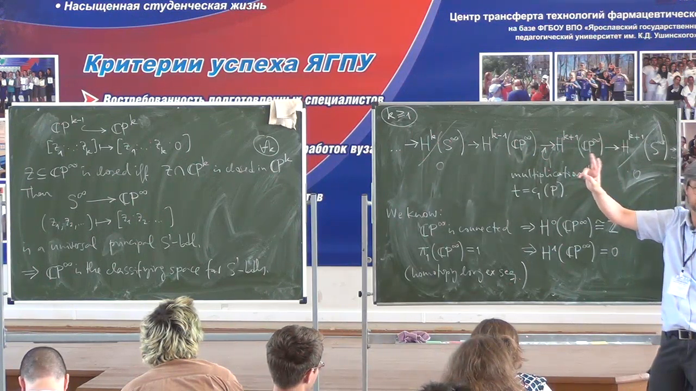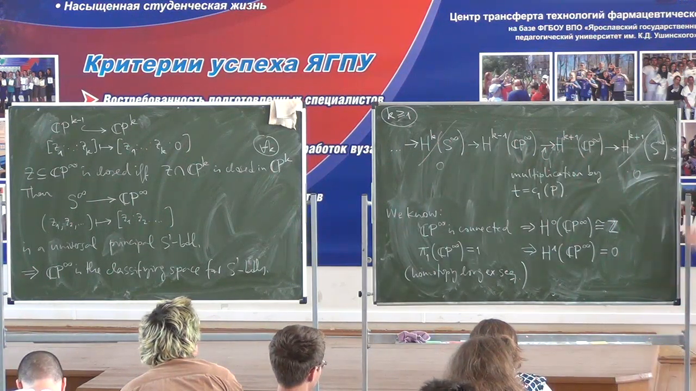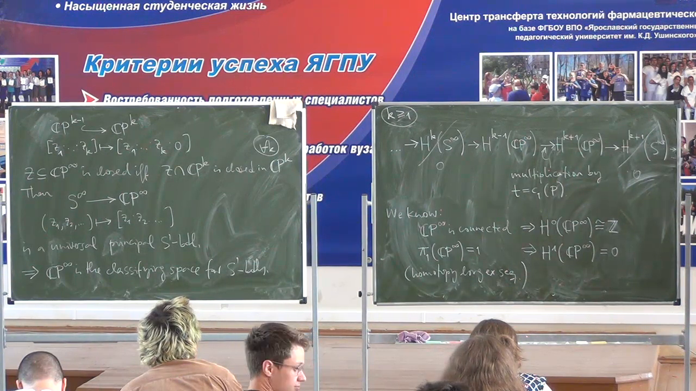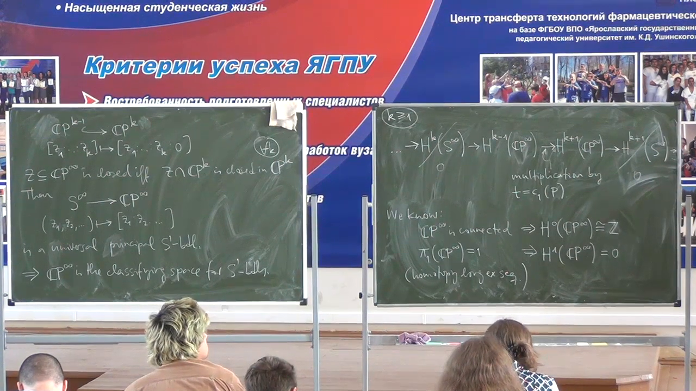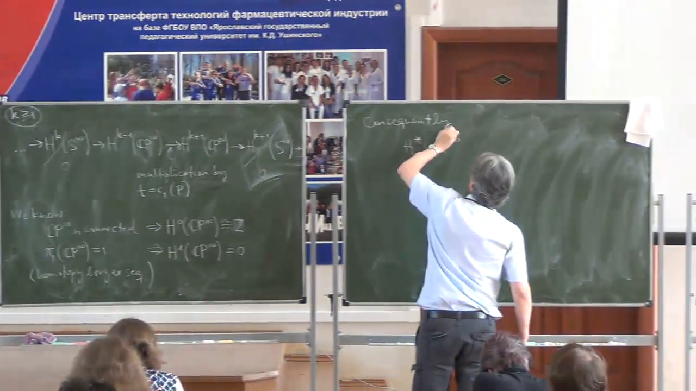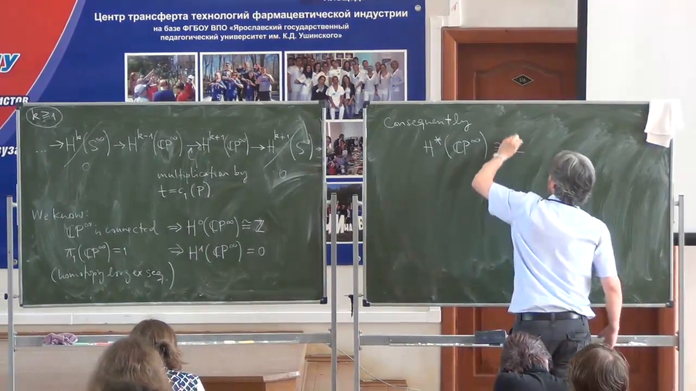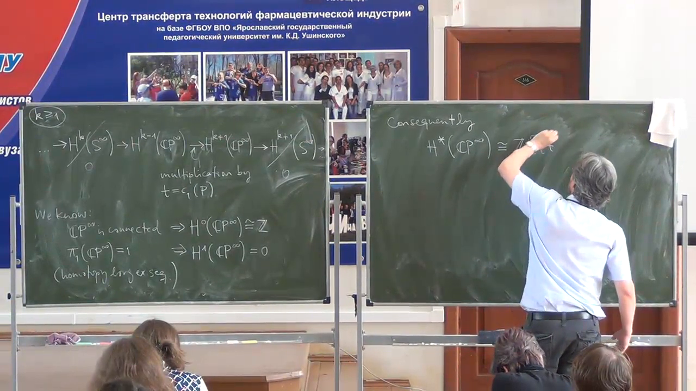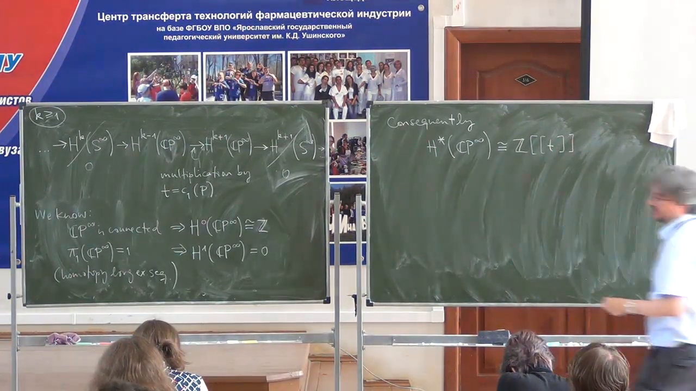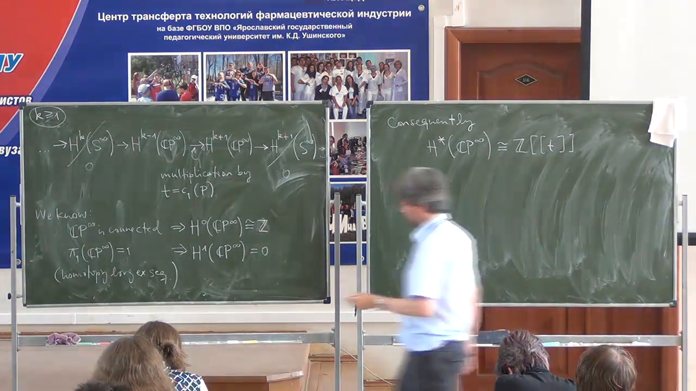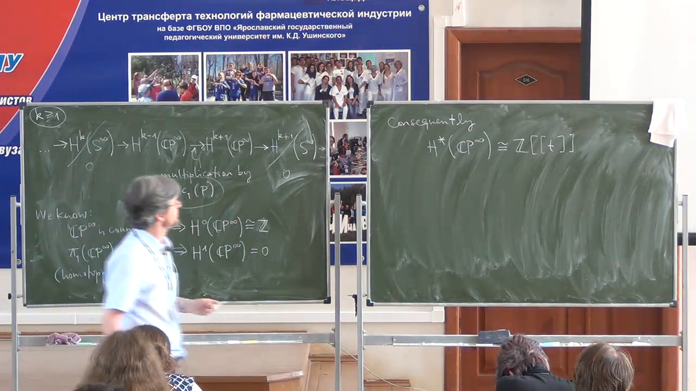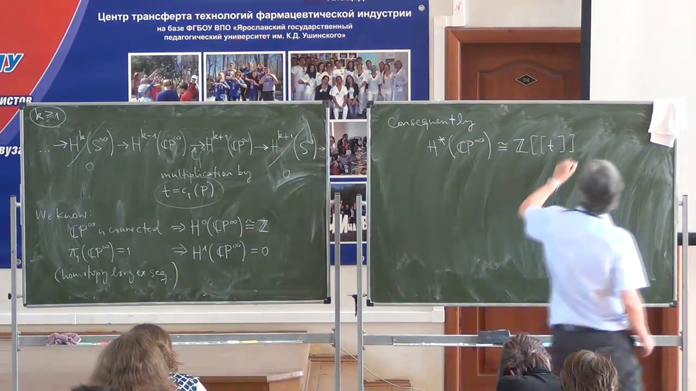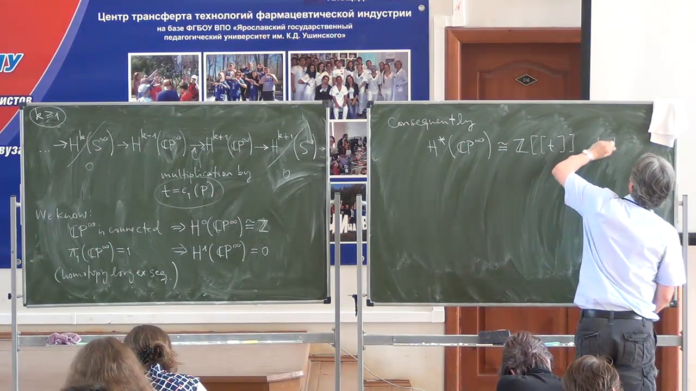So we know the cohomology in dimension 0 and 1, and we know by Gysin's sequence that the cohomology is periodic, of period 2. Consequently, the cohomology ring of CP infinity can be identified with formal power series on t, where t has degree 2.